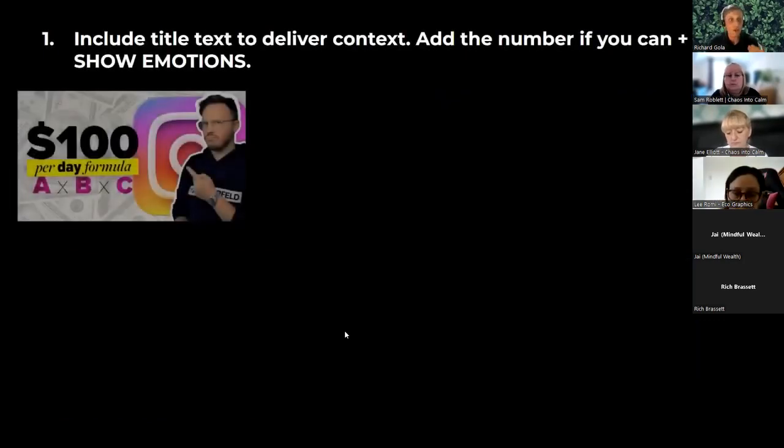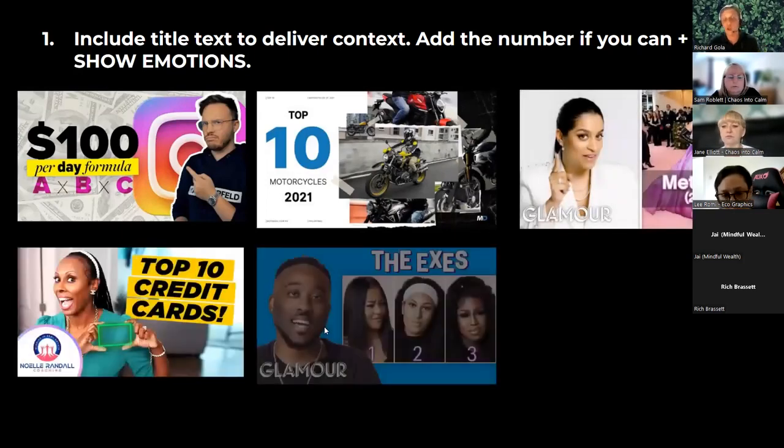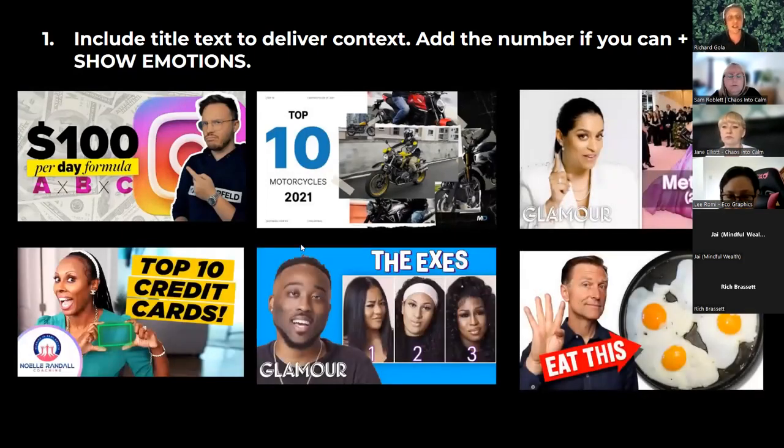Another example: besides the number and the context, if you will be doing thumbnails, I suggest putting some kind of emotion on your face, because emotions are really powerful. These are good examples of thumbnails. It's like clickbait, but it forces you to engage and click the video, because you want to know what the video is about, based on the number, the context, and the emotions that they are showing us.